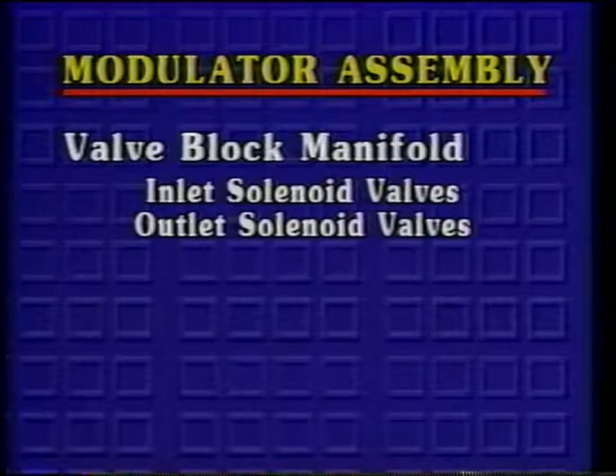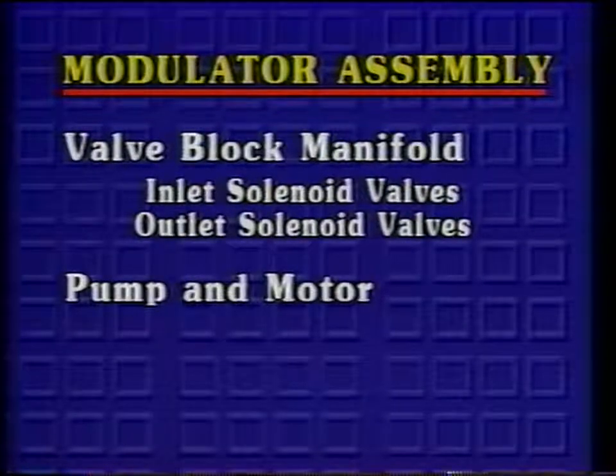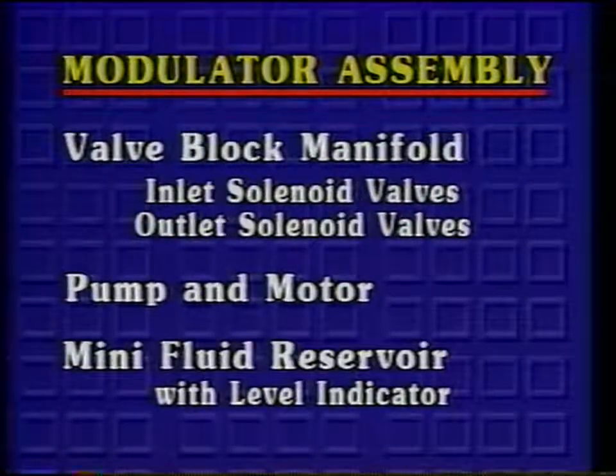The modulator consists of a valve block manifold with 4 inlet and 4 outlet solenoid valves, a pump and a motor, and a mini fluid reservoir with a fluid level indicator. An indicator is needed because the reservoir is sealed and cannot be checked manually. If the fluid level is low for any reason, the amber ABS warning light will come on and the ABS system will be deactivated. But a fault code may not be set for this particular condition.